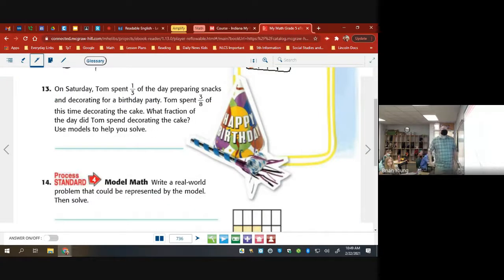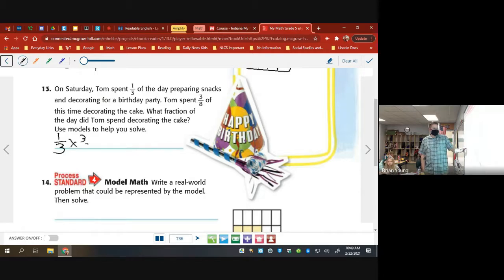Last one we're doing today, until you get your homework. On Saturday, Tom spent 1/3 of the day preparing snacks and decorating for a birthday party. Tom spent 3/10, so I'm assuming 3 times 3/10 or 3/8. Sorry. What fraction of the day did he use to spend to decorate the cake?